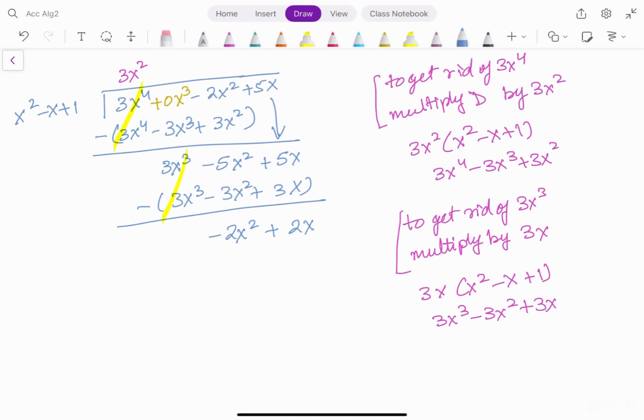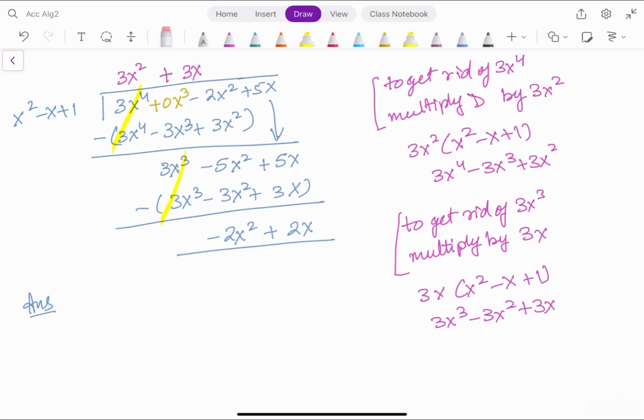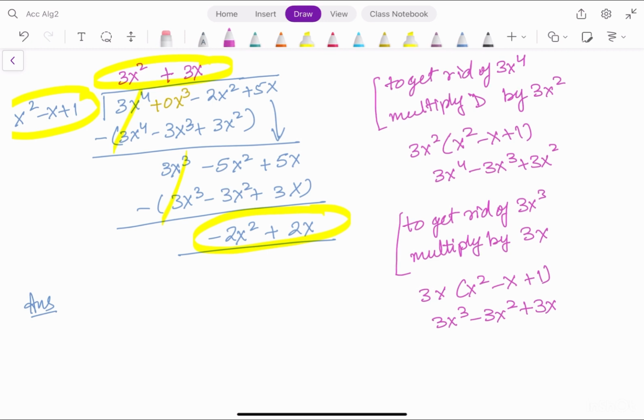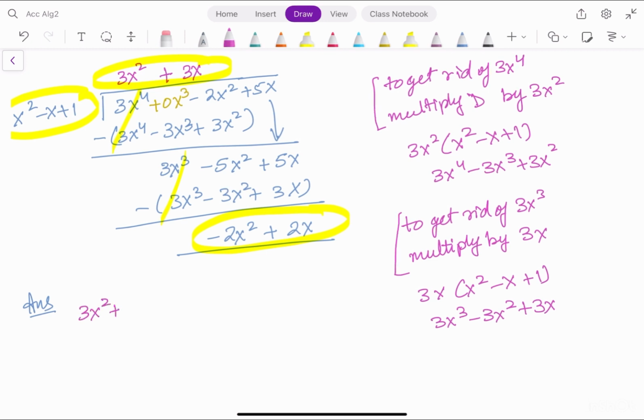At this point, if you want, you can write it in the quotient, remainder, and divisor format, or you can reduce this further. Let's understand how we can reduce it further. But first, let's write it down in the quotient, remainder, and divisor format. So we can say 3x^2 plus 3x plus negative 2x^2 plus 2x, everything divided by x^2 minus x plus 1.